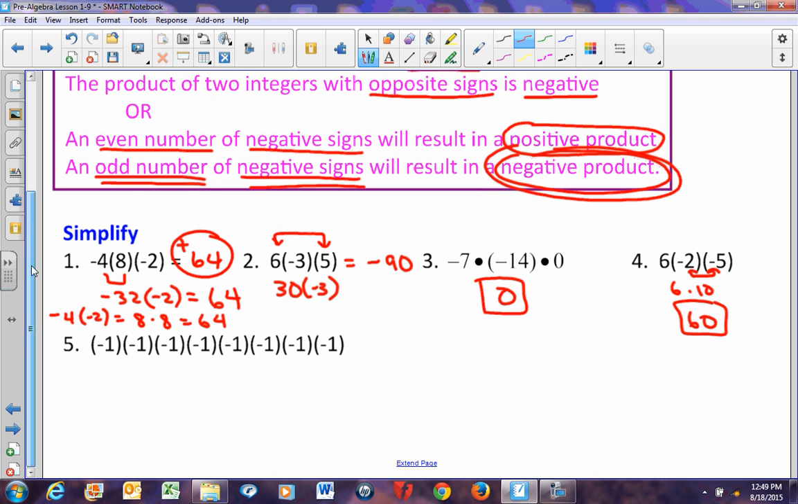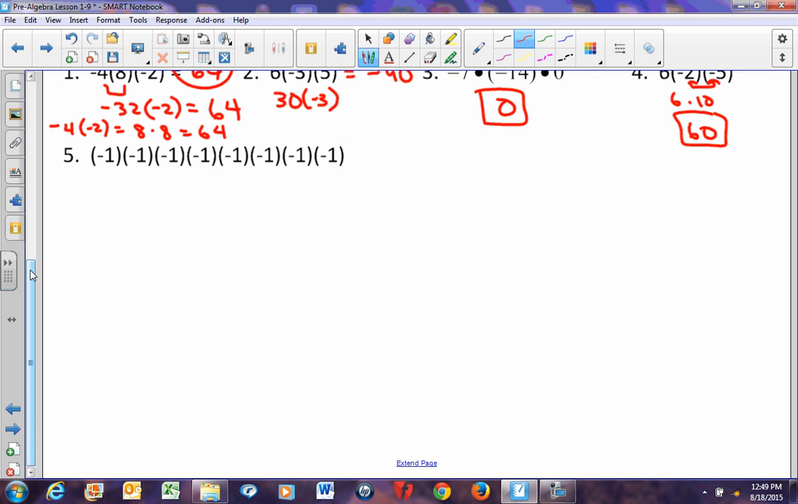We look at number 5. Now number 5 is here, not because I don't think we can multiply by 1, but it's for you to look at this and say, gee, is my answer going to be positive or negative? All you have to do is count the number of negative signs. 1, 2, 3, 4, 5, 6, 7, 8 negative signs. So my answer here is going to be positive 1 because I have an even number of negative signs. Okay, 8 negative signs, which is even, which equals a positive answer.